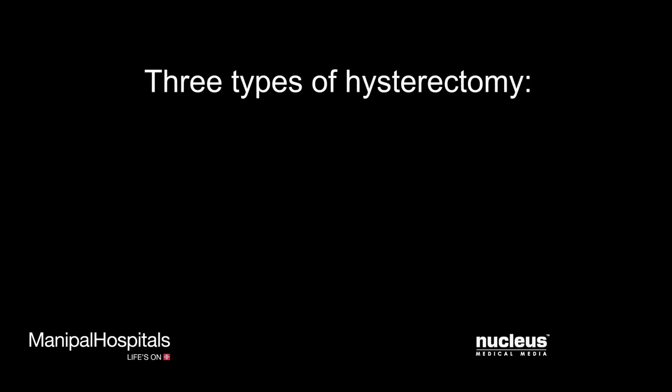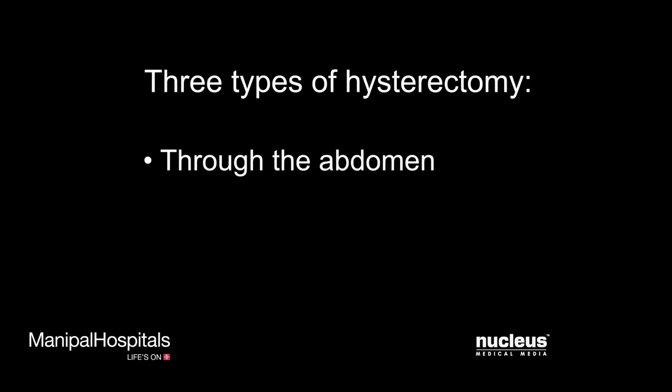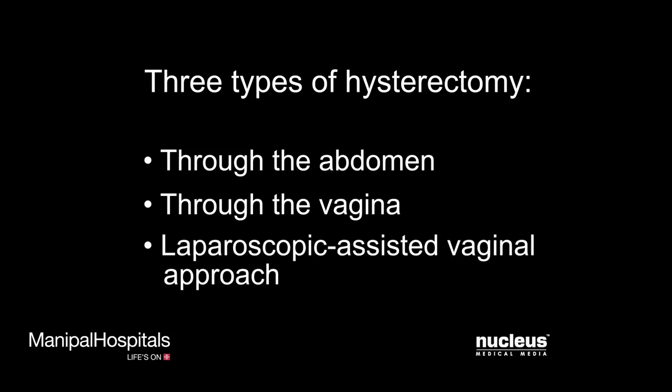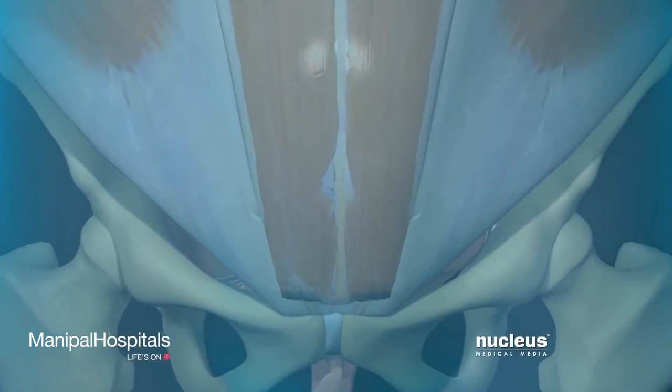There are 3 main ways to perform this surgery: through the abdomen, through the vagina, or using a laparoscope to assist a vaginal approach. For an abdominal hysterectomy, your surgeon will make an incision in your lower abdomen.